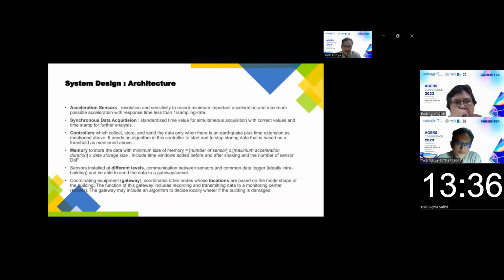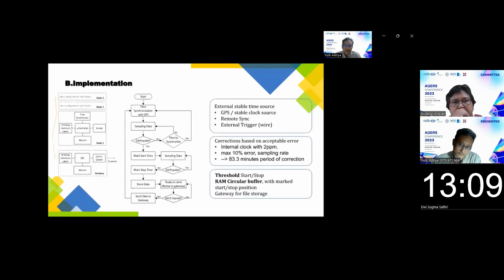The sensors are installed at different levels, communicating between sensors and common data loggers, ideally intra-building, and must be able to send the data to a gateway or server. Coordinating type equipment: the gateway coordinates other nodes whose locations are based on the mode shape of the building. The function of this gateway includes recording and transmitting data to a monitor center server. The gateway may include an algorithm to decide locally whether the building is damaged or not.